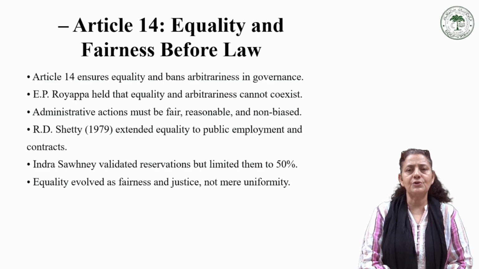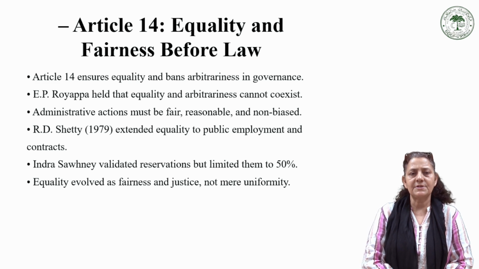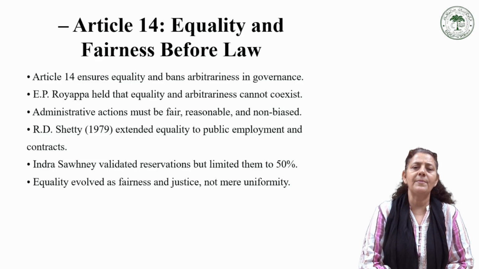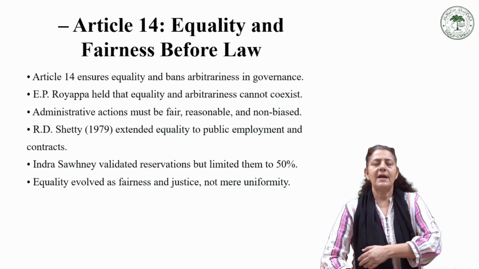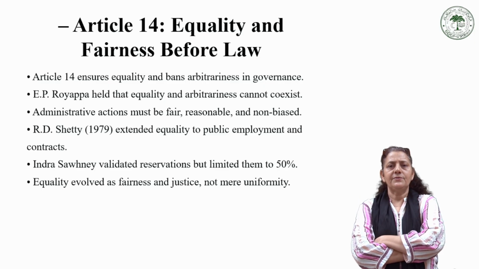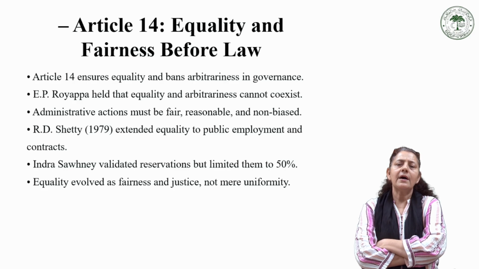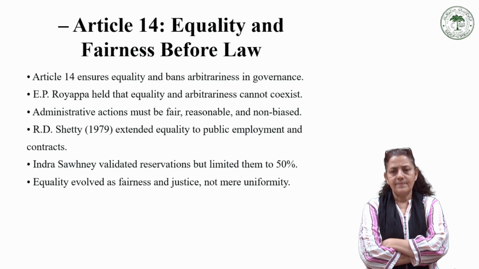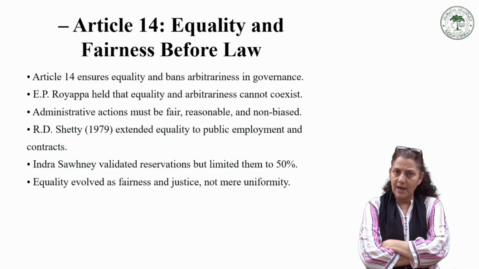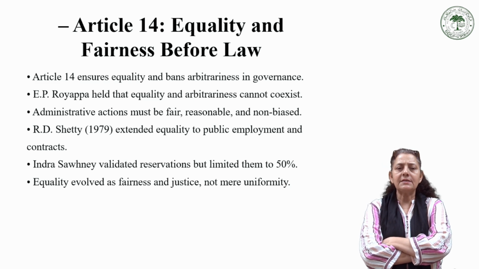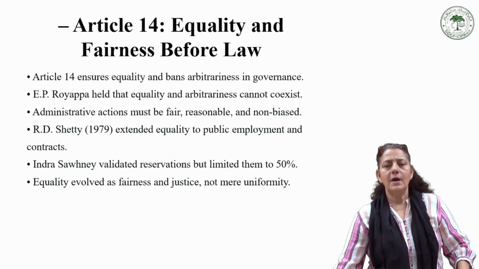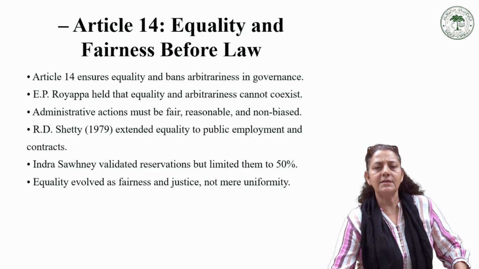Article 14 of the Indian Constitution ensures that the state treats all individuals equally in similar circumstances. The Supreme Court has developed the doctrine that equality is not mere uniformity but the absence of arbitrariness. In E.P. Royappa versus State of Tamil Nadu in 1974, Justice Bhagwati observed that arbitrariness and equality are enemies. If one exists, the other cannot. This principle revolutionized administrative law by expanding the meaning of equality. The court insisted that every executive or legislative act must be based on reason and public interest.